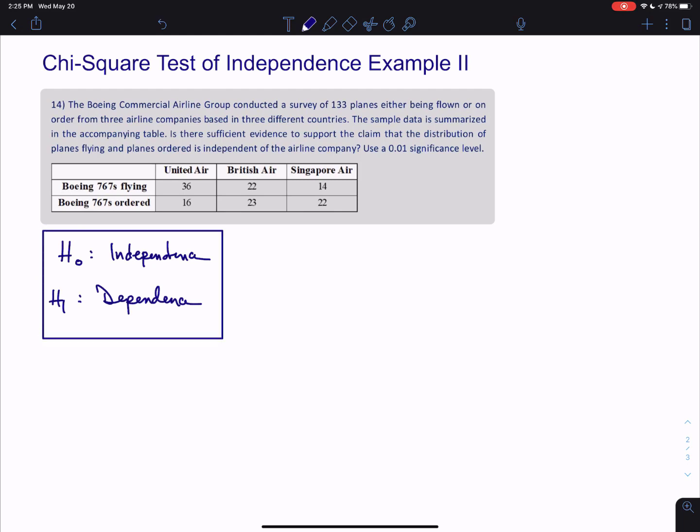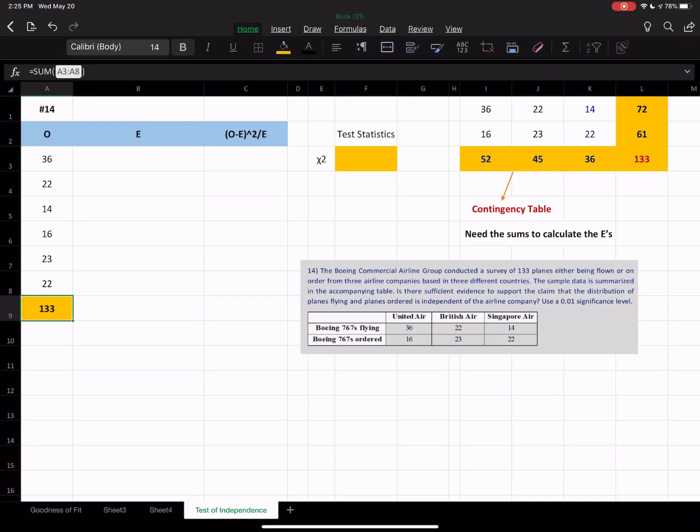My second step, as we all know, is the chi-square value, the test statistics. For that, we'll go to our Excel sheet to do it. You've already seen me do it. So I've transferred the problem for you here. So I have the contingency table you see here. I've written the table. I figured out all the row sums and column sums and the grand total, which is 133. So let's try to do this.